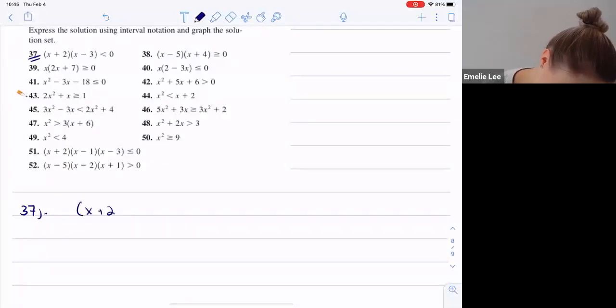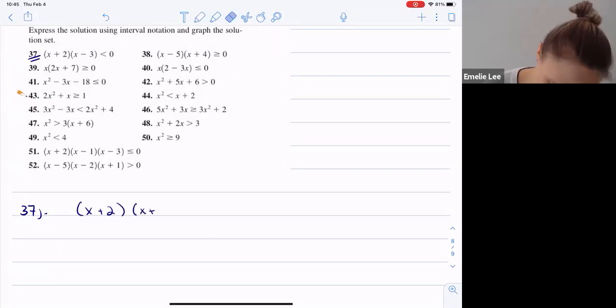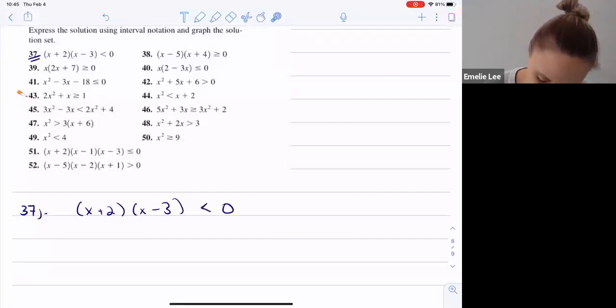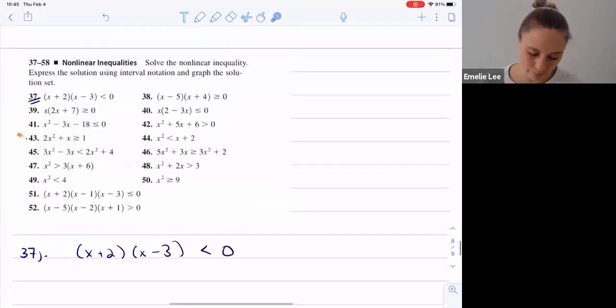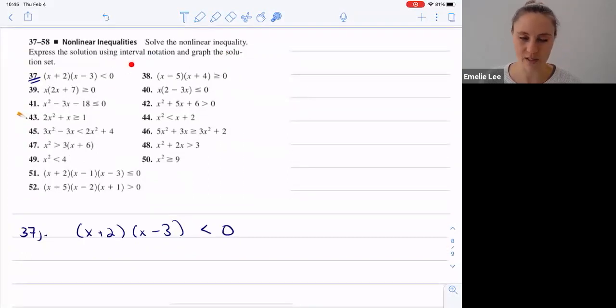But x plus 2 times x minus 3. Hey, what a mess that would make. X minus 3 has to be less than 0. Not equal to 0, but just less than 0, right? So here, this is a nonlinear inequality. Okay? And I want to solve this, meaning, solve the nonlinear inequality. What I want to do is solve for the values, potentially, of x that make this true. And then express the solution using interval notation. I'm not going to graph it on the number line, but we will graph it in decimals.